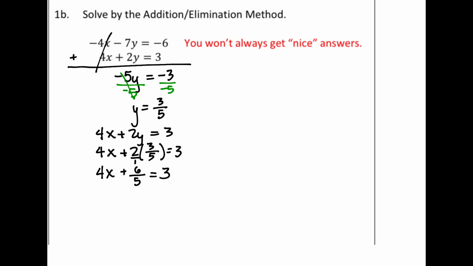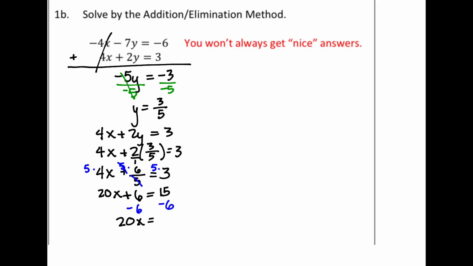Okay, now you have a few options. You could deal with the fractions or you could get rid of them. Personally, I'm going to get rid of them. Okay, so I'm going to times everything by 5. This is what we learned how to do in chapter 1. So now we get 20x add 6 equals 15. Much easier for me to work without fractions and have to do some computations off to the side and all that.